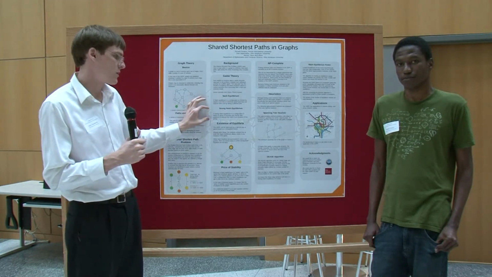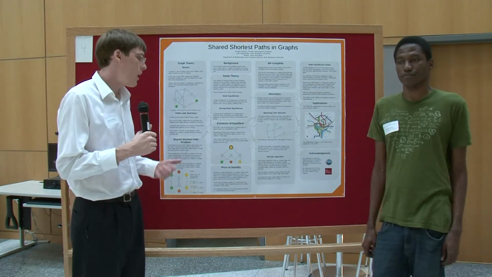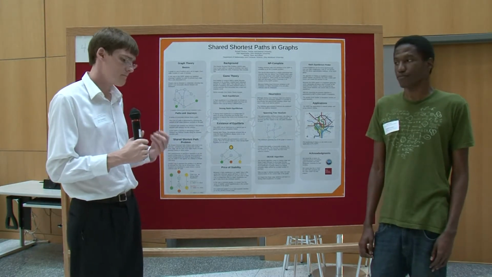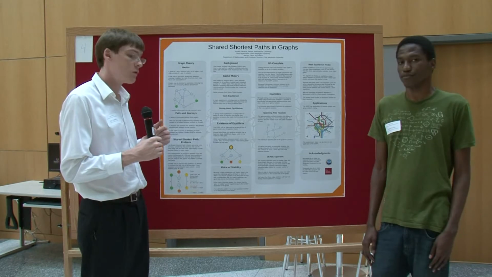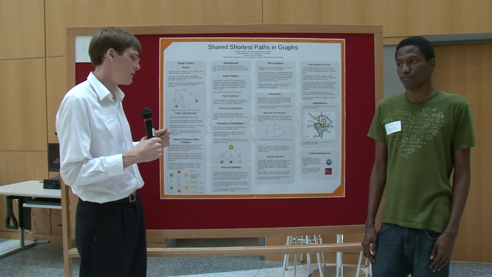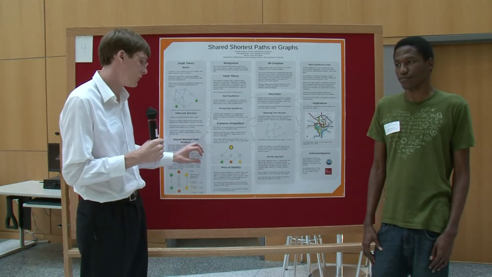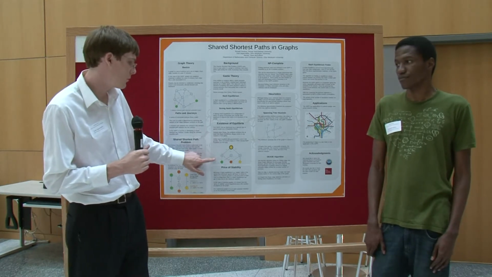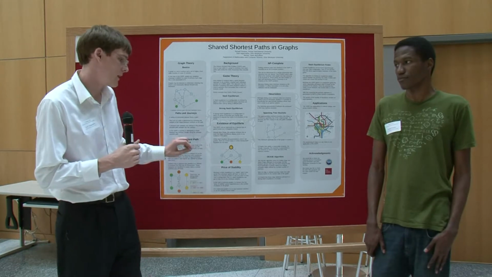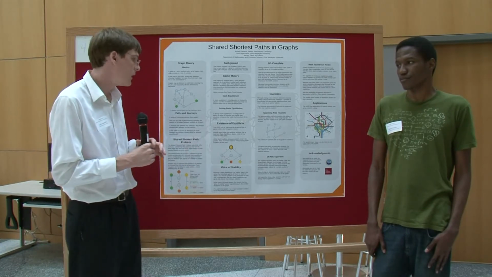Another variety of Nash equilibrium is a strong Nash equilibrium. These are much more difficult to find. They don't always exist, as we'll see in a minute, and when they do exist, they can be very, very difficult to find. This is an example of where a strong Nash equilibrium does not exist.